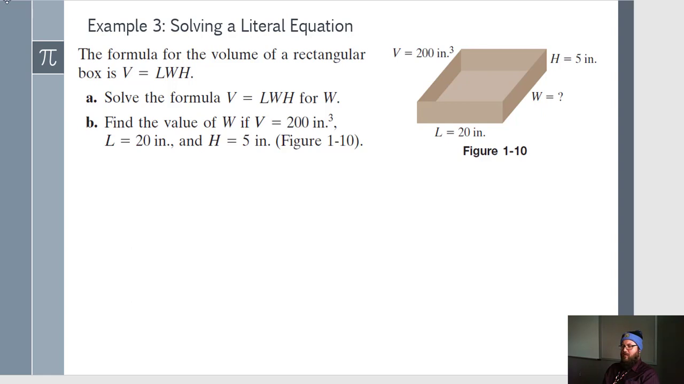Okay. On this next one, now we've got solving a literal equation. The formula of the volume of a rectangular box is the box's volume, your V, equals length times width times height. They've already given us the volume, the length, and the height, but they don't have the width. So it wants us to solve the formula V equals LWH for W. Well, let's just go ahead and make W an X.